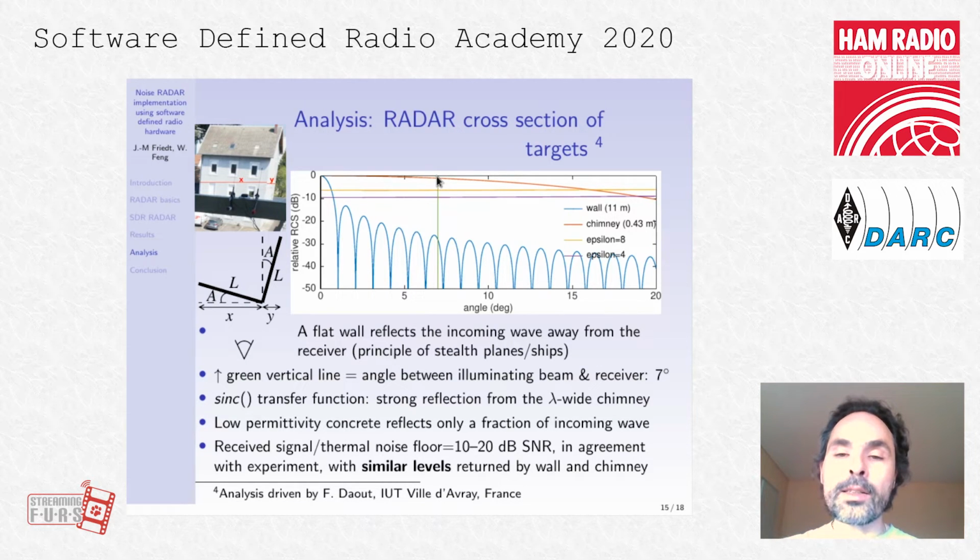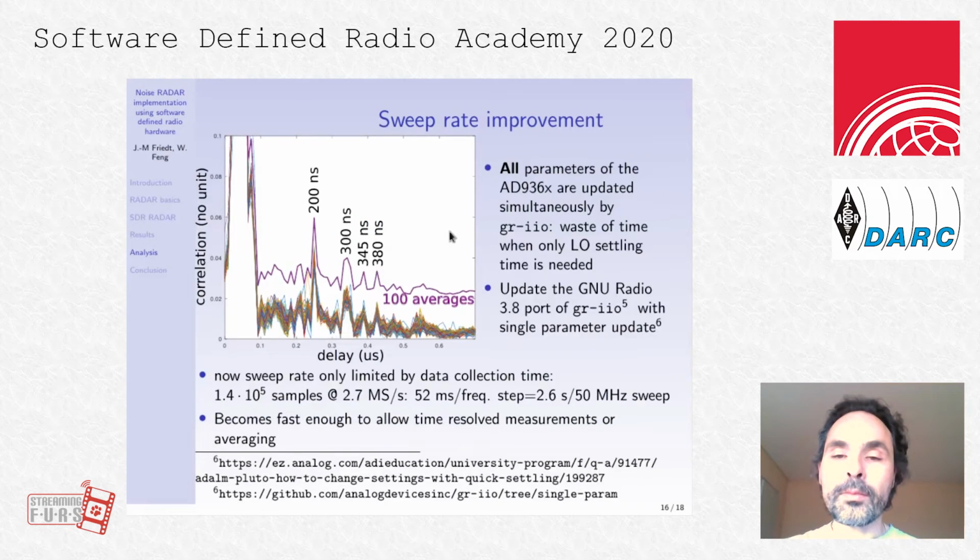So this tells us that this huge wall actually is going to send back the same amount of power as the small chimney, because not only is the wall reflecting away from the receiver, but furthermore it's made of dielectric, low permittivity dielectric, which only reflects a fraction of the incoming energy. So it makes sense that actually the chimney here returns the same amount of power as the wall here.